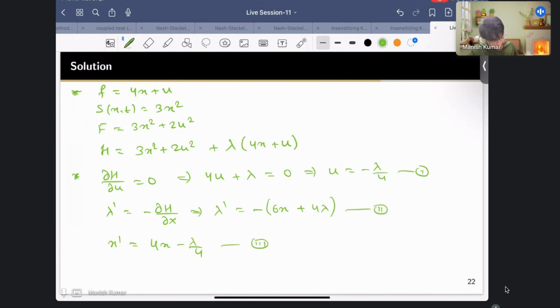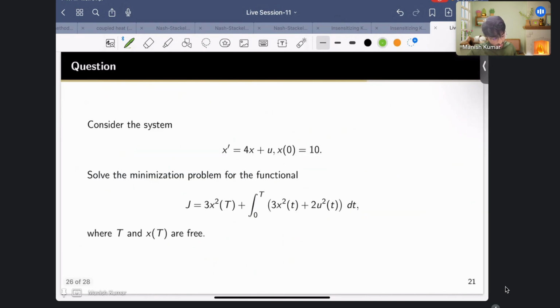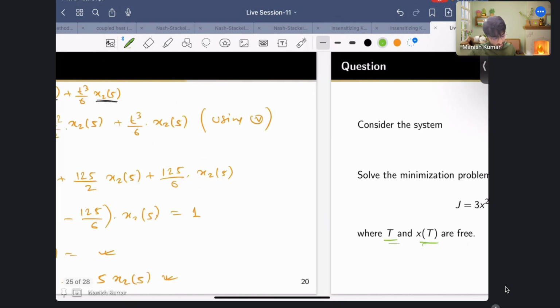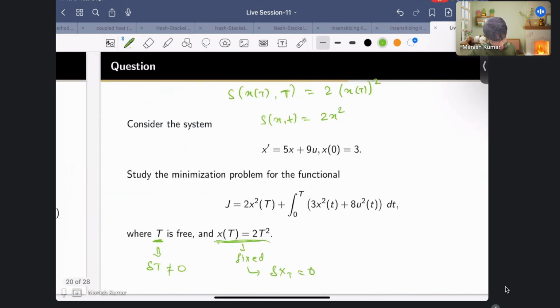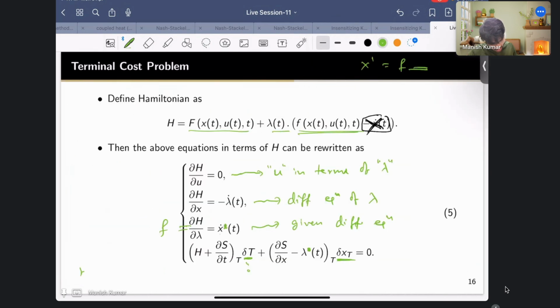Now what is the last? Over here you see this t and x at t both are free. So in this case we have to consider both the terms. So if you see what the expression was, I'll just write it. h plus s_t at t should be 0, because this is arbitrary and this is arbitrary. So the second one is s_x minus lambda at t, this should be 0. Since both are varying, we have this equation.